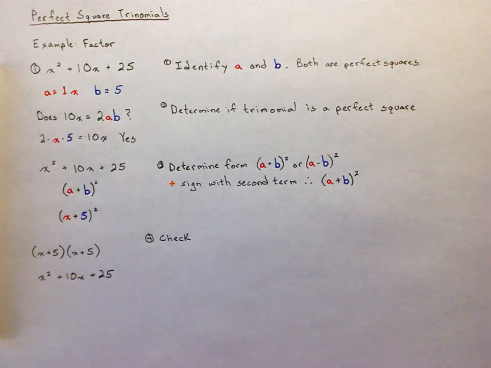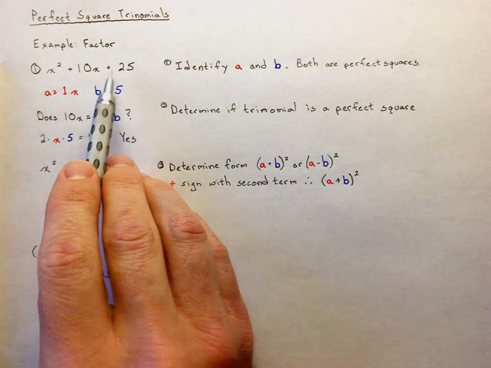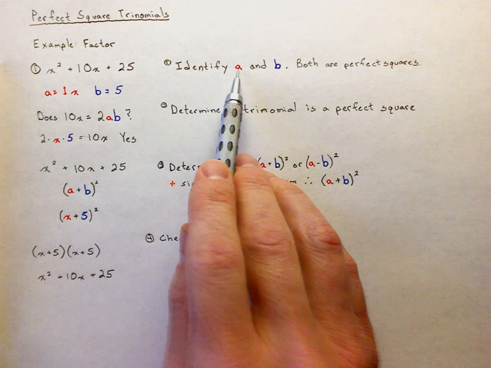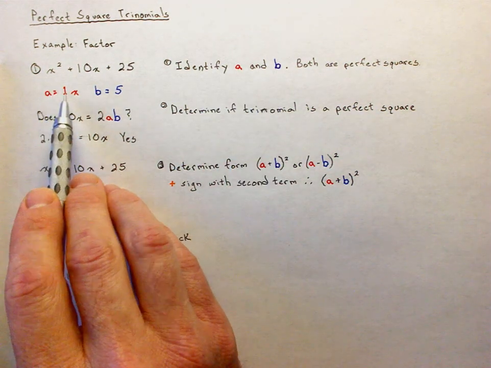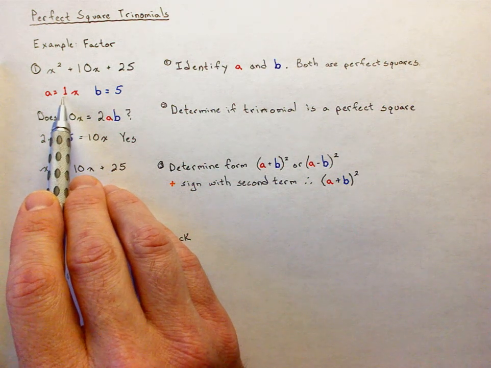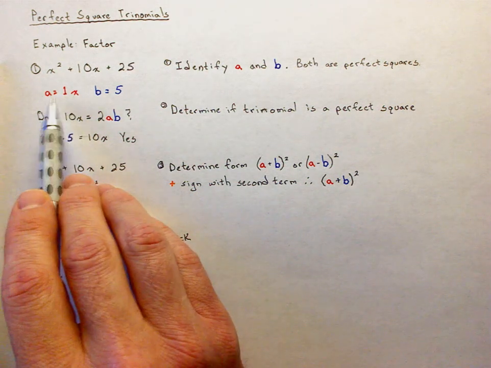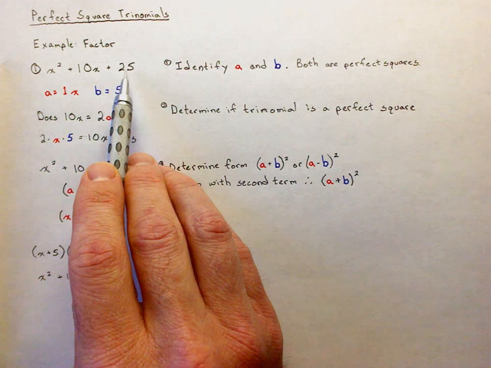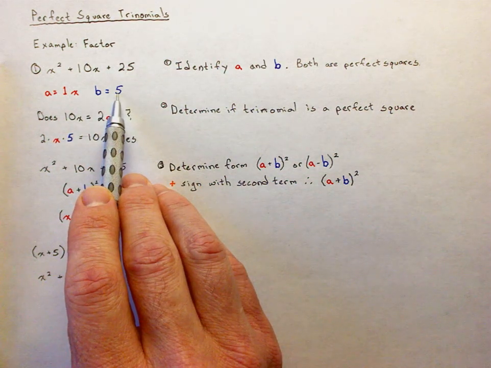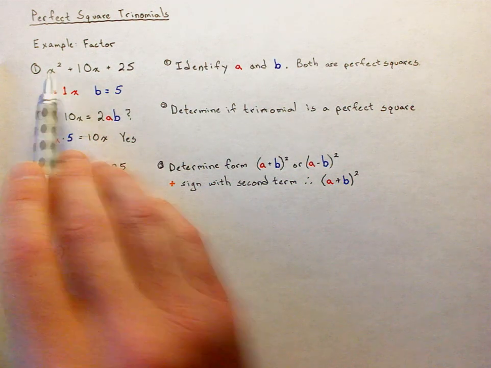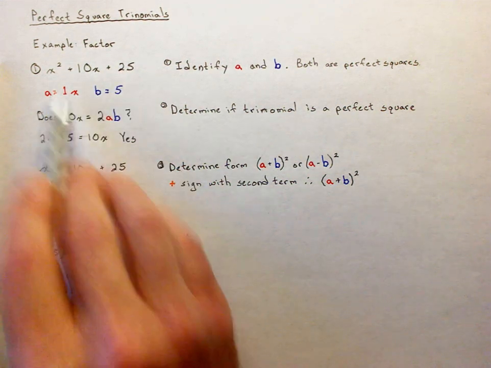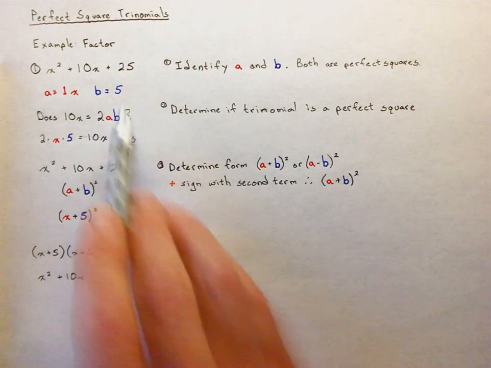So for perfect square trinomials, here's our example. We're to factor this trinomial. Well, the first thing to do is identify a and b. A is, and I went ahead and have written, 1x. So a equals 1x. And b equals 5, because 5 squared is 25. More or less, I took the square root of both of these. So a equals 1x and b equals 5.